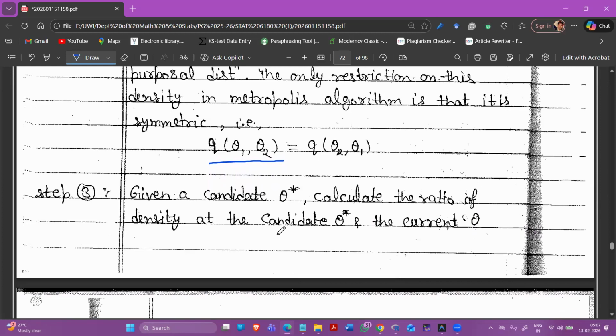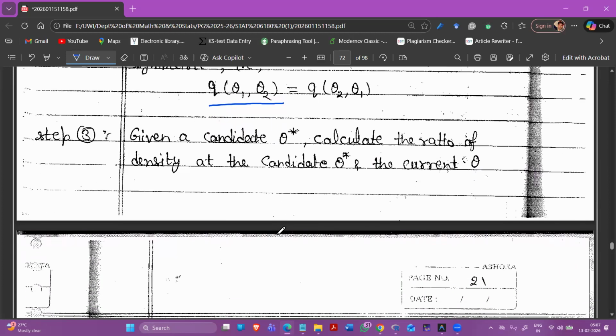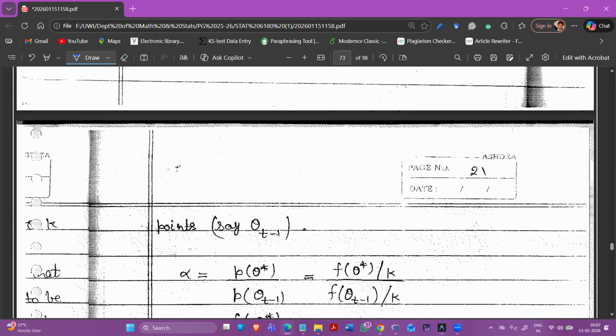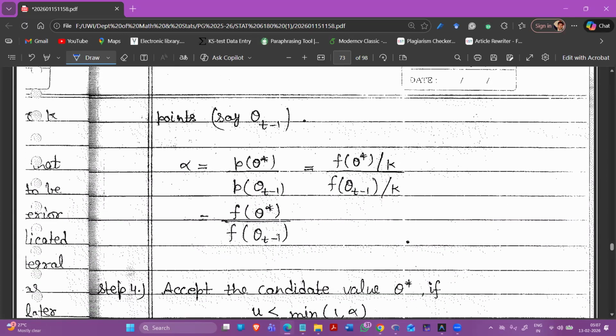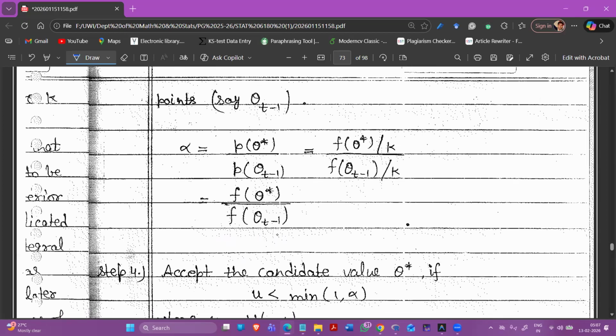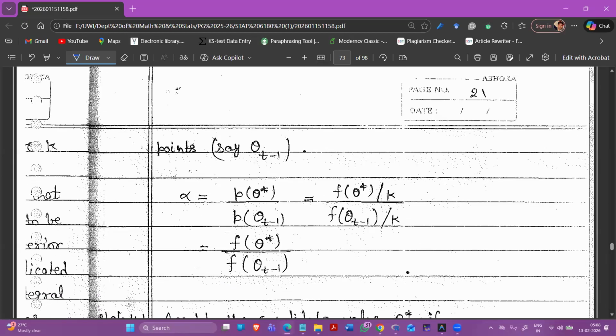All right. So given a candidate theta star, that is the generated value, calculate the ratio of the density at the candidate theta star and the current point, say theta t minus 1. So what you need to do basically is find the ratio, that is your alpha.